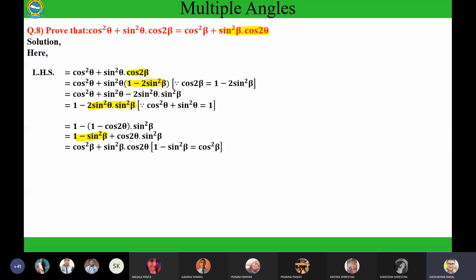So let me discuss this question by an alternative method also. I have very limited time, so let me discuss it very soon. Therefore LHS is equal to RHS, proved.